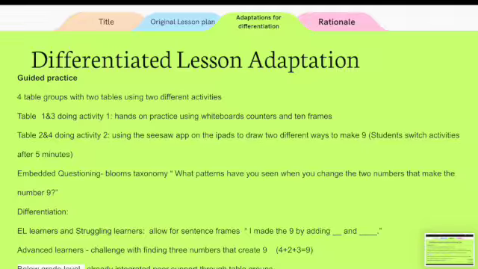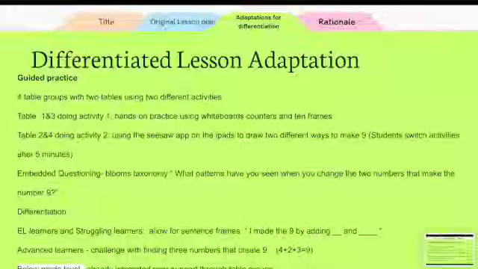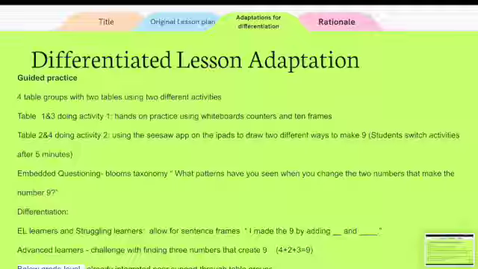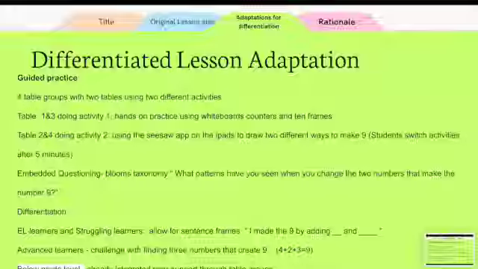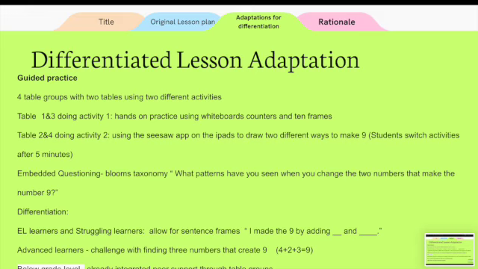This is the one part of the lesson that I feel like I did a good job in with including that differentiation from the jump. So we have our ELL learners and struggling learners allowing for the sentence frames. So I made 9 by adding blank and blank together, whatever. And then for our advanced learners, challenging them to find combinations with 3 numbers, 3 addends, 4 plus 2 plus 3 equals 9.